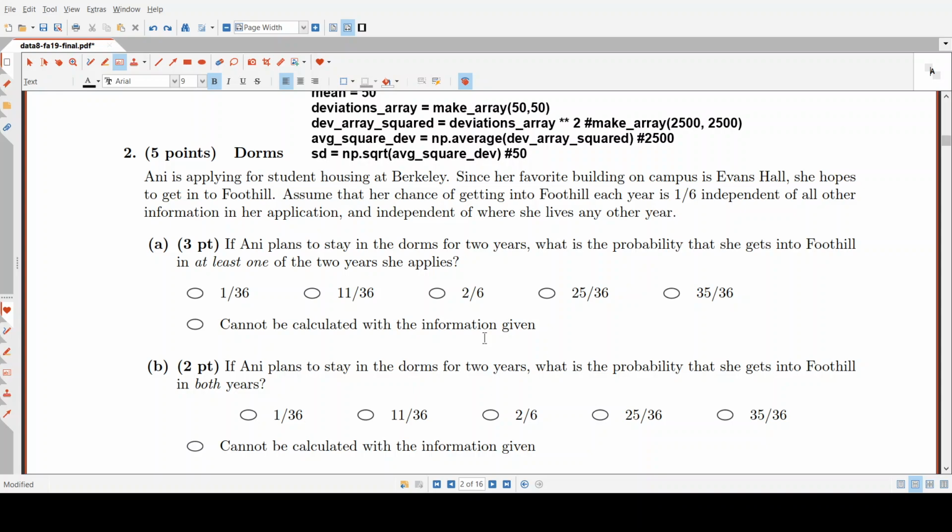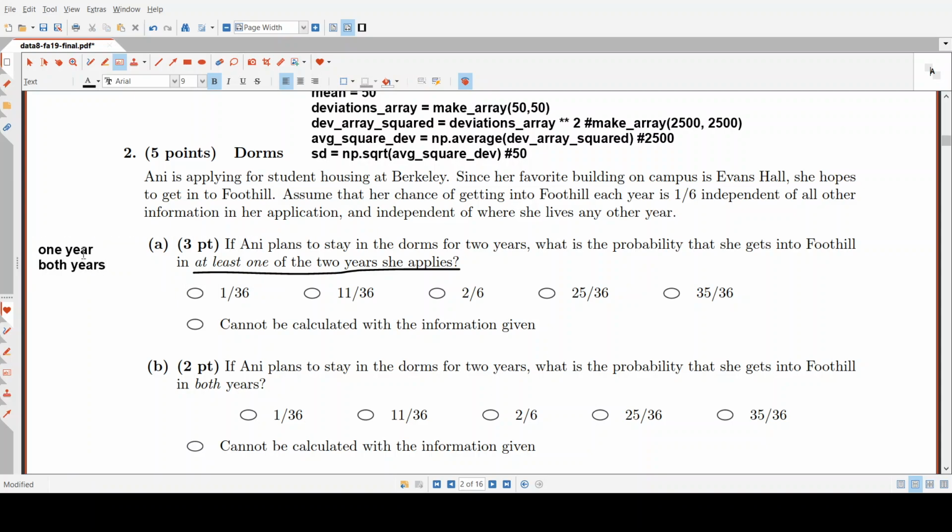So part A is, if Ani plans to stay in the dorms for 2 years, what is the probability that she gets into Foothill in at least one of the 2 years that she applies? Okay, so the key phrase here is at least one of the 2 years she applies. So there's 2 ways that she can get in at least one of the 2 years. She can either get in 1 year and not get in the other year, or she can get in both years.